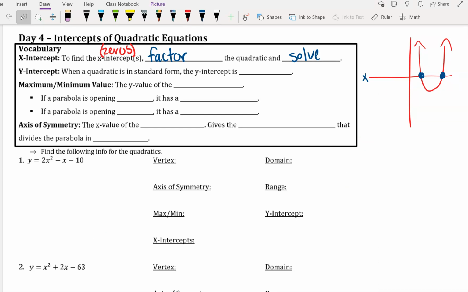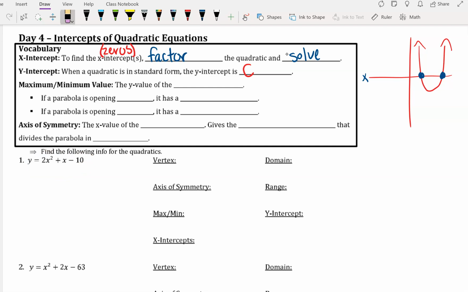All right, Y-intercept. The Y-intercept is where the graph crosses the y-axis. So I'll point to it over here. This vertical one is the y-axis. If the quadratic is in standard form, it's really easy to find the y-intercept. Like this, that's in standard form. The y-intercept is your c value. Remember, this is your a, the number in front of this term is your b, and the number on the end is your c. So in this case, your y-intercept would be -10. Super easy to find when it's in standard form.